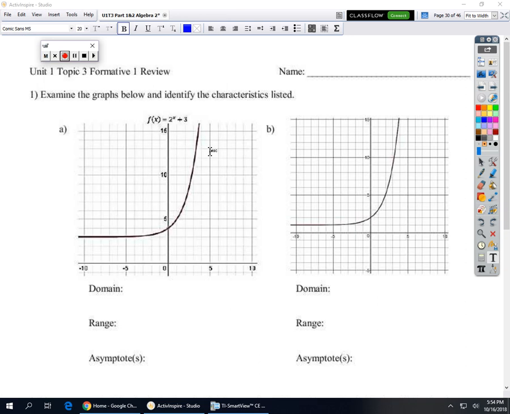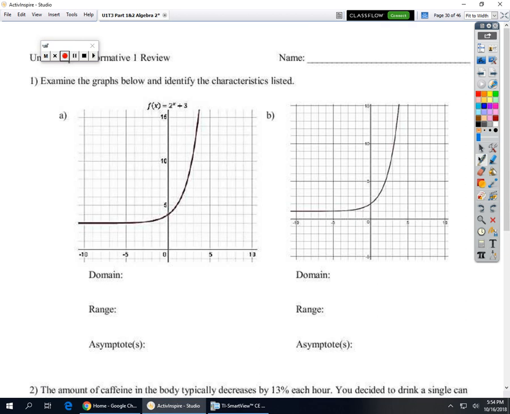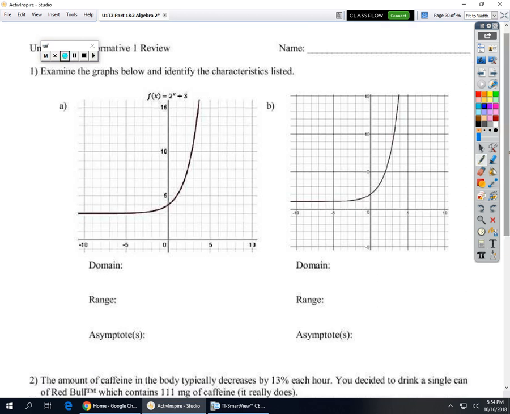All right, hello everyone. This is the review for topic 3, the first formative of topic 3. So, the first problem asks us to examine the graphs below and identify the characteristics listed. So we've got two graphs here. So we're going to look at this first graph.